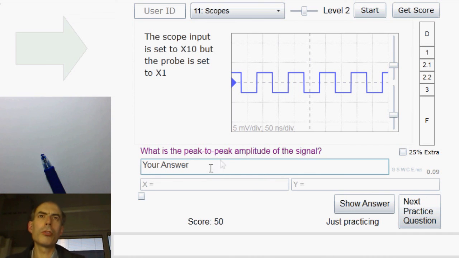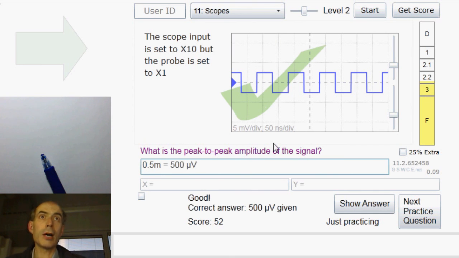Here. What is the peak-to-peak amplitude of this signal? Well, the peak-to-peak amplitude is, according to the scope, 5 millivolts. 1 division and 5 millivolts per division. The scope input is set to times 10, but the probe is set to times 1. So the scope is effectively multiplying by times 10, but the probe is not dividing by times 10. So this is 10 times bigger than the actual signal. So the actual signal is 0.5 millivolts peak to peak. That will do for level 2.